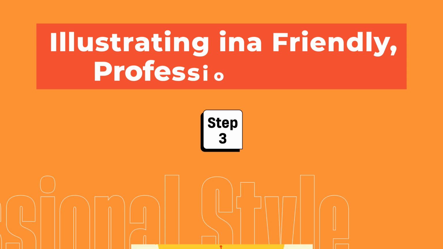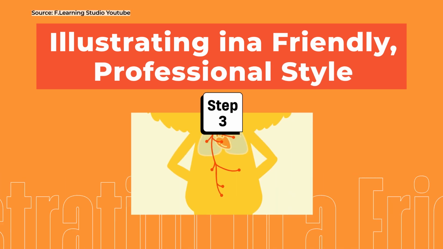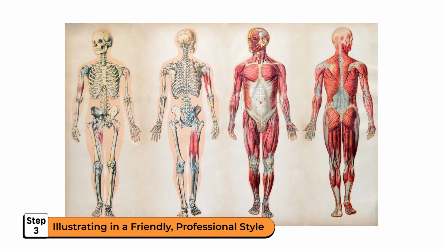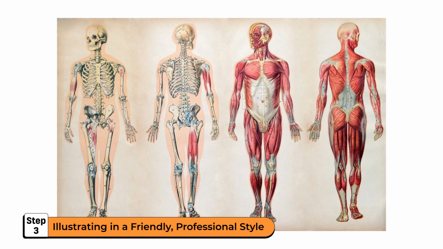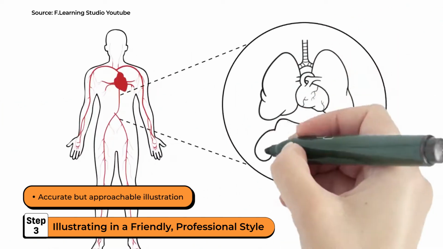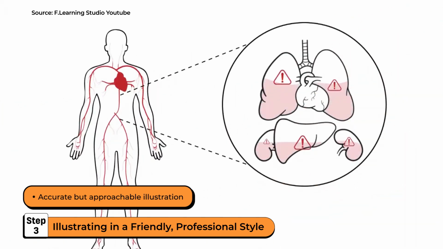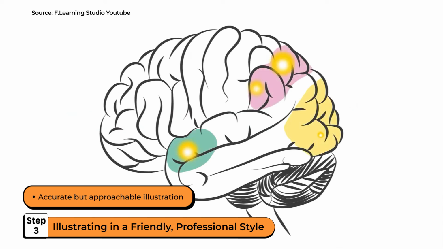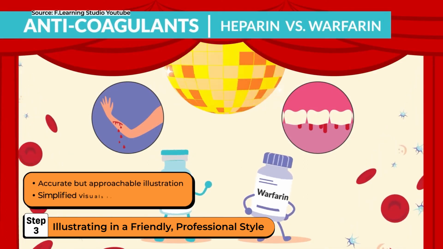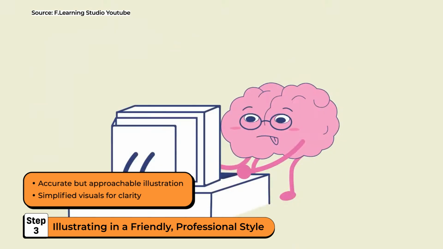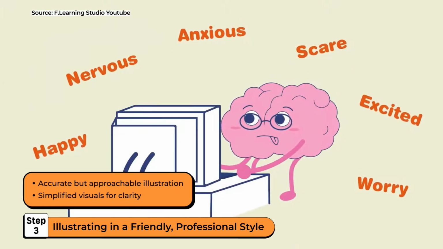Step 3. Illustrating in a friendly, professional style. This is where the visuals come to life. Real anatomy can be intimidating or even a little scary for non-medical audiences. So we re-illustrate body parts in a friendly, simplified style: clean lines, soft tones, and just enough detail to stay accurate. The goal? Keep it professional, but also pleasant to look at. Patients stay engaged longer when the visuals feel approachable.